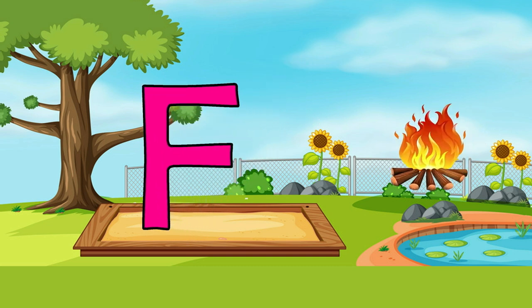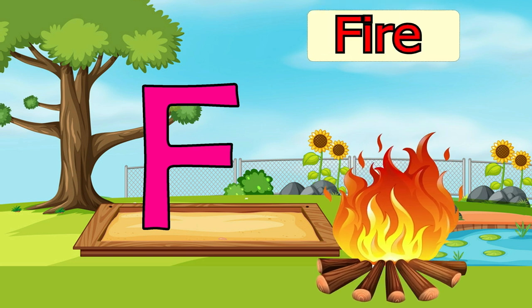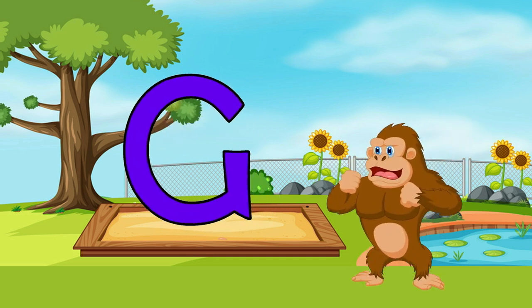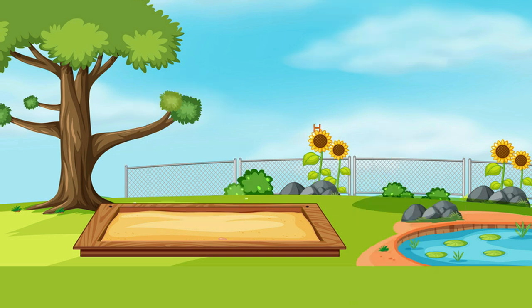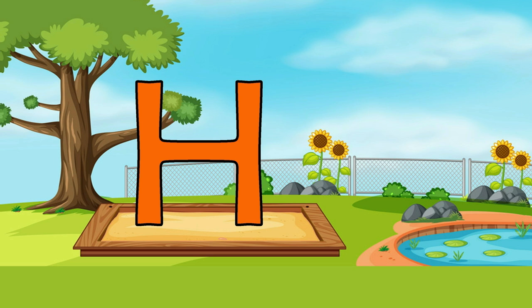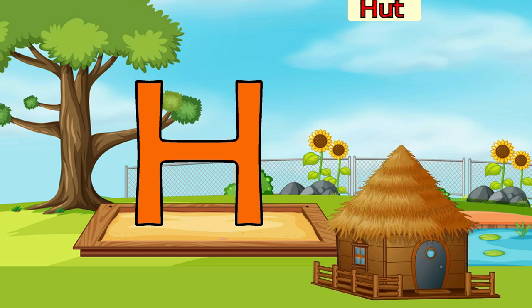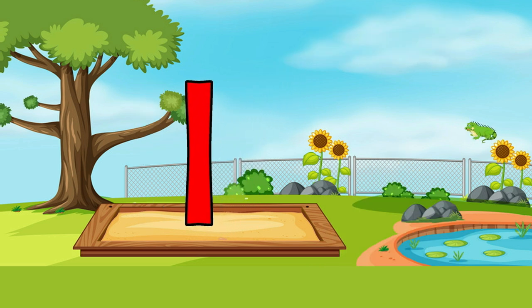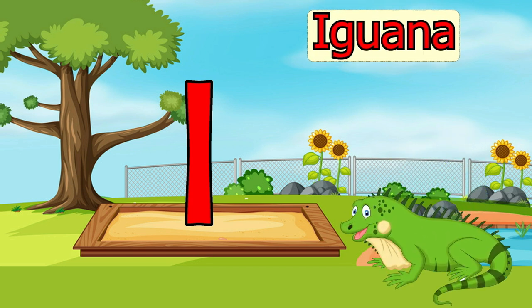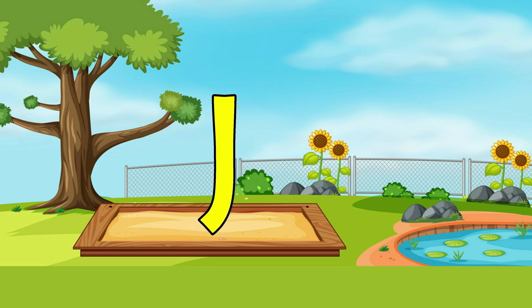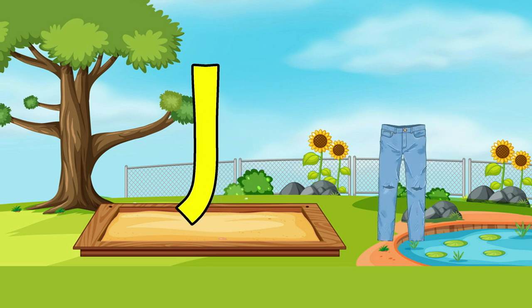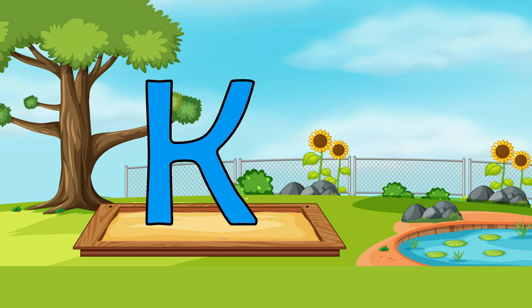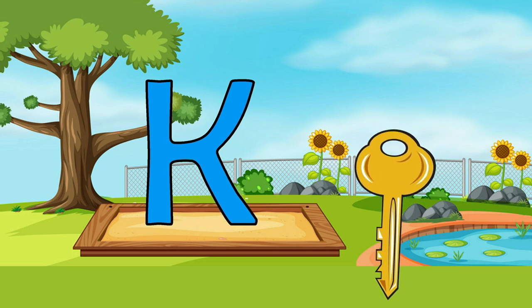F is for fire. G is for gorilla. H is for hut. I is for iguana. J is for jeans. K is for key.